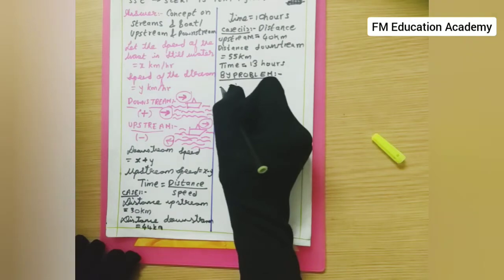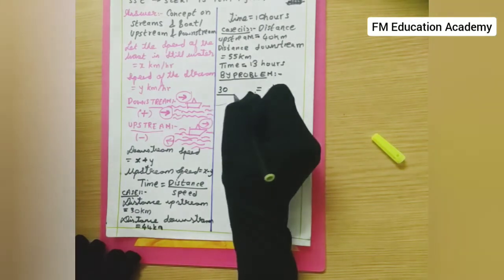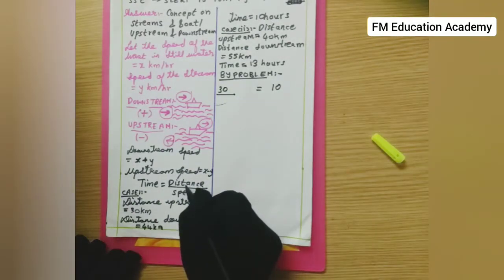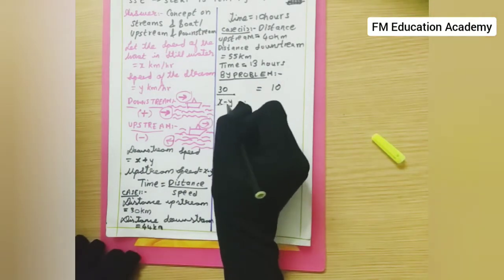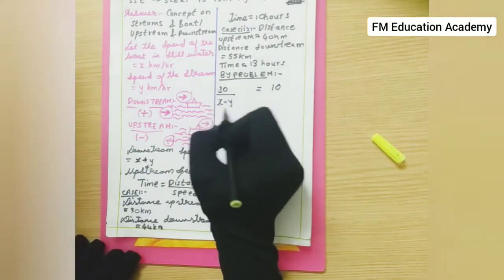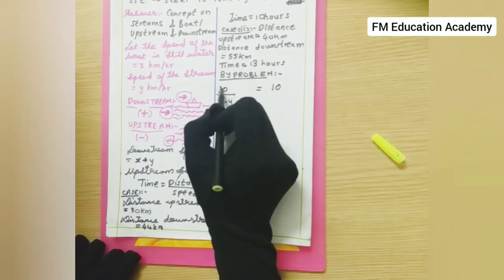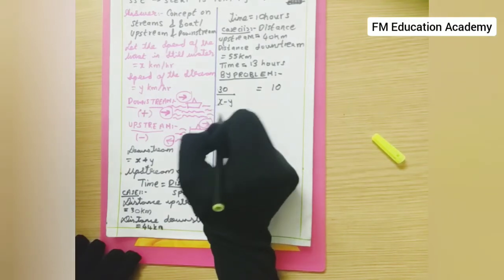So what is the distance? Time is equal to distance by speed. Upstream is 30. So in case of upstream, the speed I have is x minus y. So 30 by x minus y. So why am I writing 30 by x minus y? Distance is 30 and speed is x minus y. Time is equals to distance by speed. So 30 by x minus y.